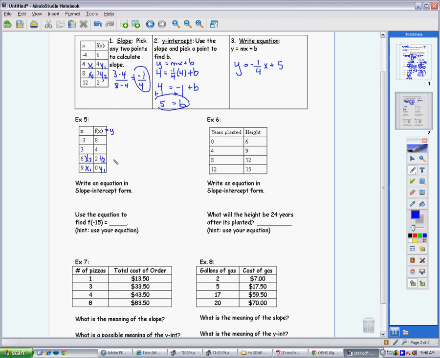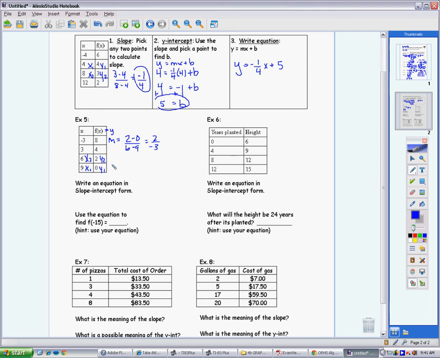So calculating my slope, m equals, I'm going to take 2 minus 0 over 6 minus 9. I get 2 over negative 3. So my slope is negative 2/3.